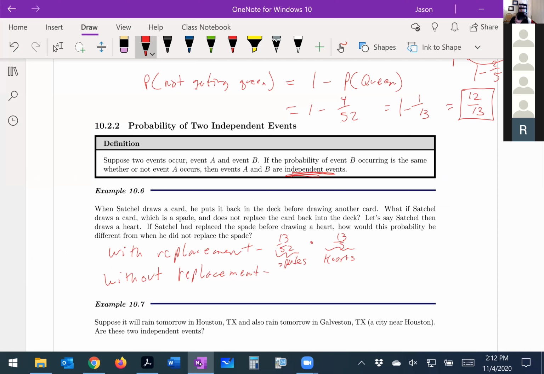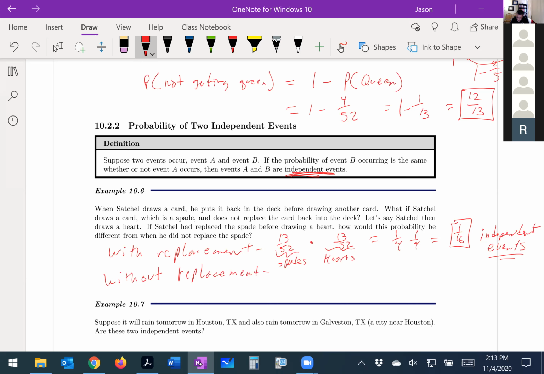So this is going to be 13 out of 52, which reduces to 1/4 times 1/4, which is going to be equal to 1/16. That's with replacement. If it gets replaced, then we say that these are independent events. Getting a spade had no bearing on getting a heart. The probability of getting a spade and the probability of getting a heart were independent because I put the card back. I didn't change the dynamics of the deck.